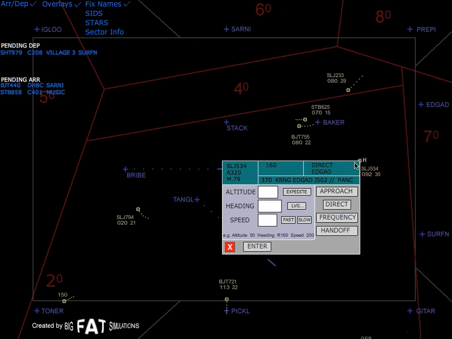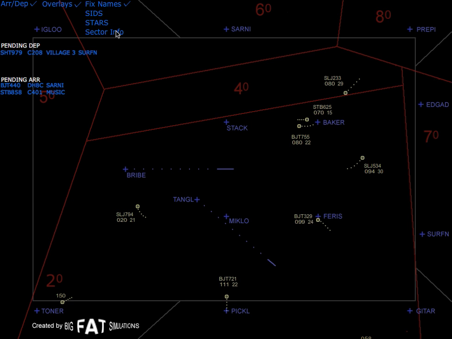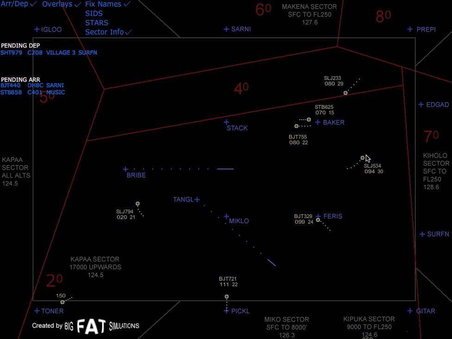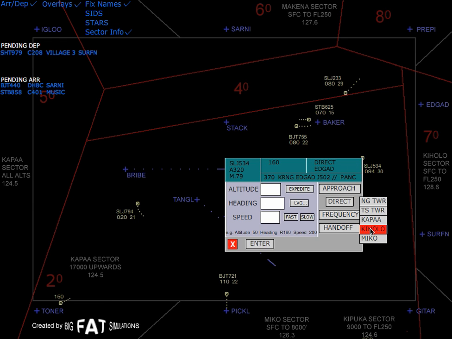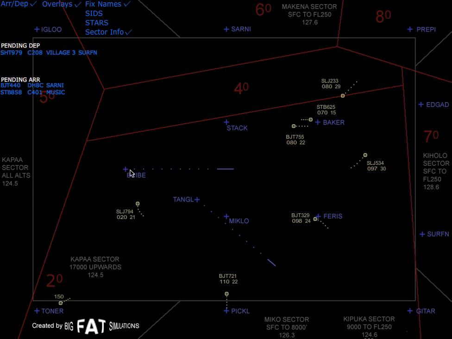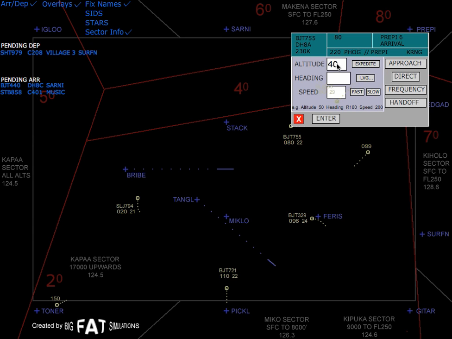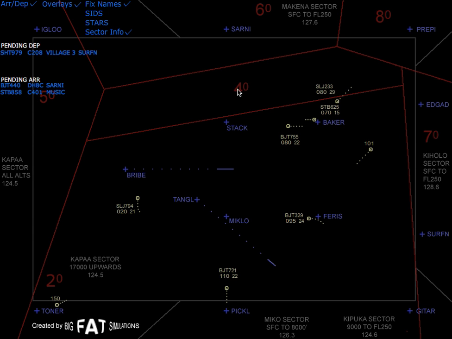Okay, this adjacent controller wants this aircraft now, so over he goes to... Who am I switching him to? Sector info. I'm switching him to Kiholo. Frequency for Kiholo. Here we go. I've got to get ready to turn this Slamjet onto the ILS in a moment here. Okay, these two are tail-to-tail, which means I can bring this one down to 4,000. 4,000 because I'm thinking about this terrain.